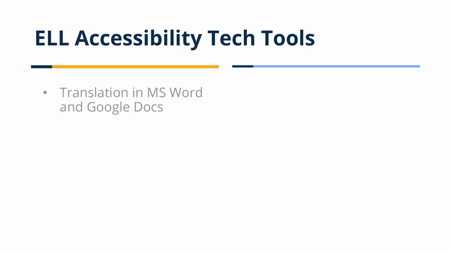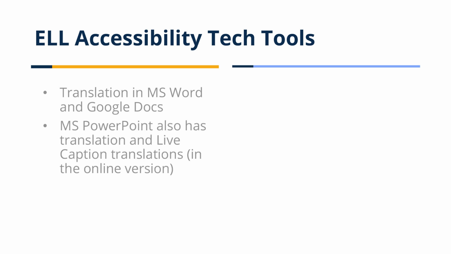Translation in Microsoft Word and Google Docs. Any document program that you use is going to have a translation tool. Is it always perfect? No, it's not always perfect. Because as we know in English, we have some words that have dual meanings. It's the same in other languages. So it's not always perfect, but it is there in Microsoft Word and Google Docs. PowerPoint also has that translation feature that you can translate slides or you can translate the whole PowerPoint into another language.